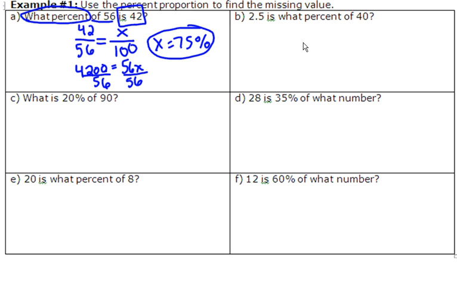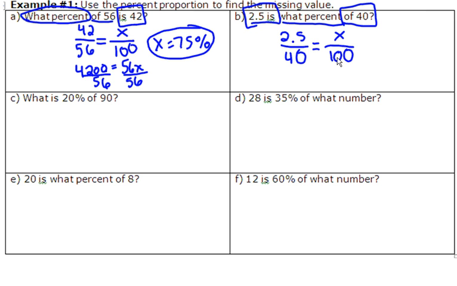If I look at B, it says 2.5 is what percent of 40? Notice how the 2.5 is with the word is, so that would go on the top of our proportion. Is what percent of 40? The word of is with the number 40, so that goes in the denominator. And again, it's asking us to find the percent. So my percentage is unknown, and remember, percents are always out of 100, so that's what goes in the denominator of the other ratio.